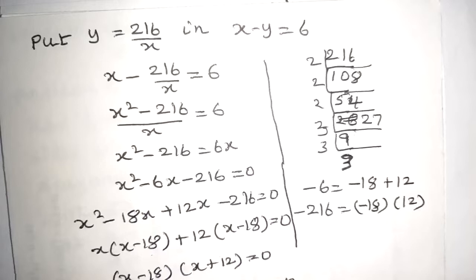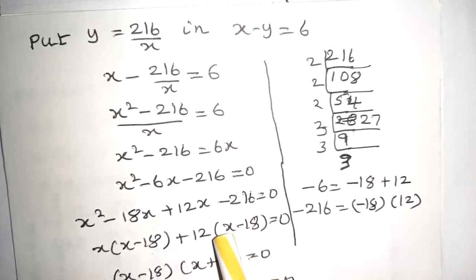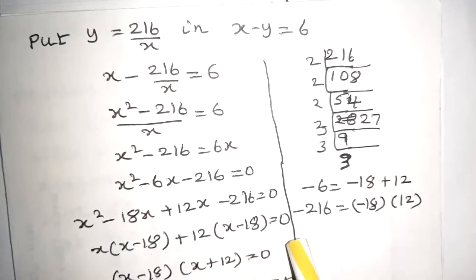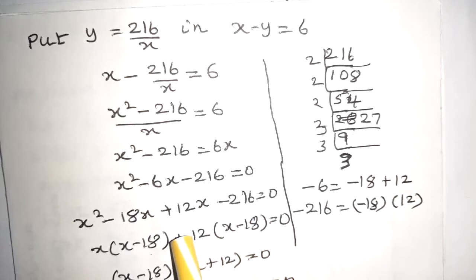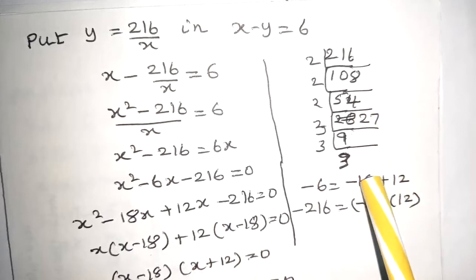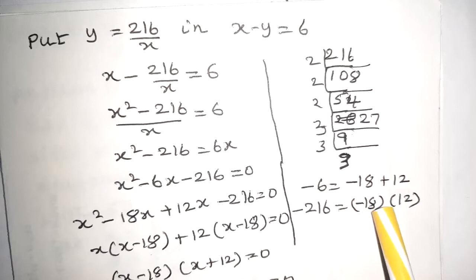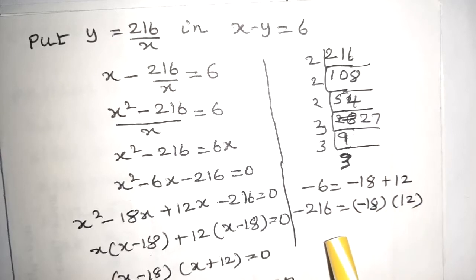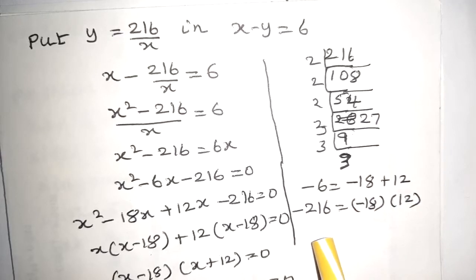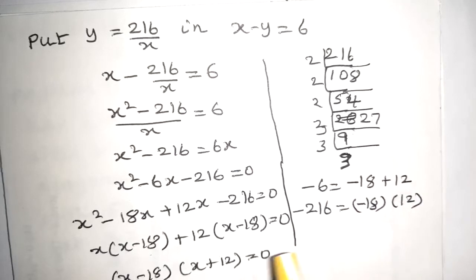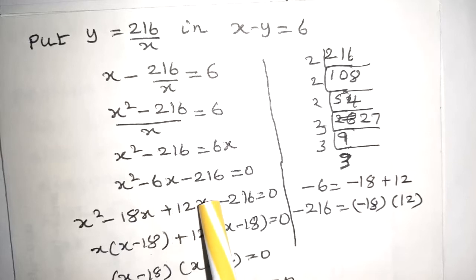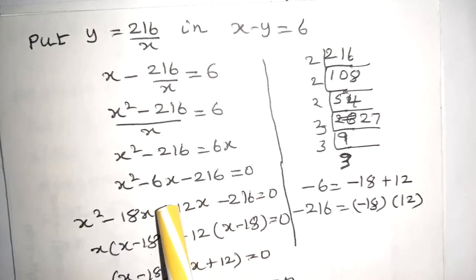This quadratic equation can be solved by factorization method, quadratic formula method, or completing the square method. Now we solve this by factorization method. Minus 6 is written as the sum of minus 18 plus 12, and the product minus 216 is written as minus 18 multiplied by 12. x square minus 6x minus 216 equal to 0. Minus 6x is written as minus 18x plus 12x.